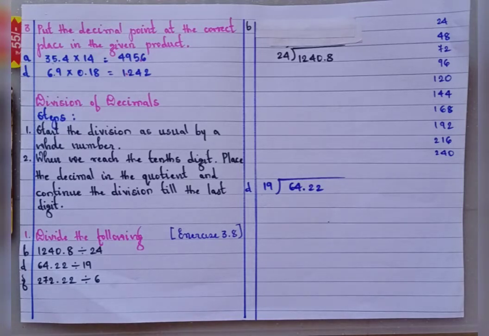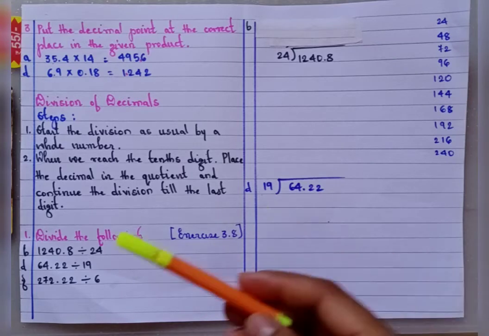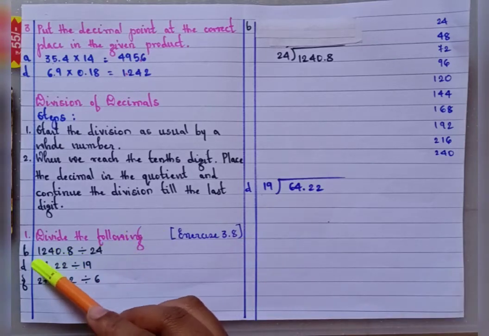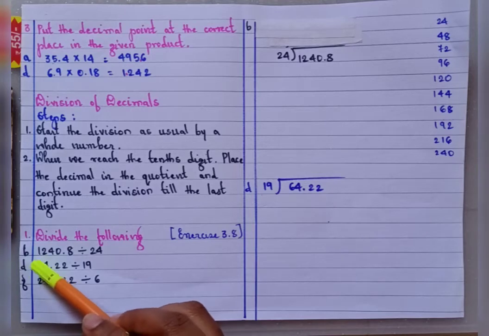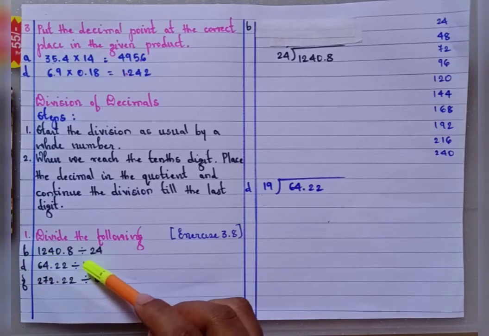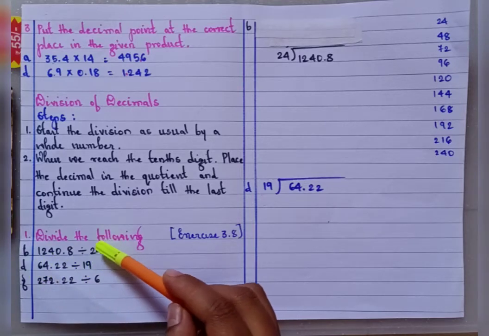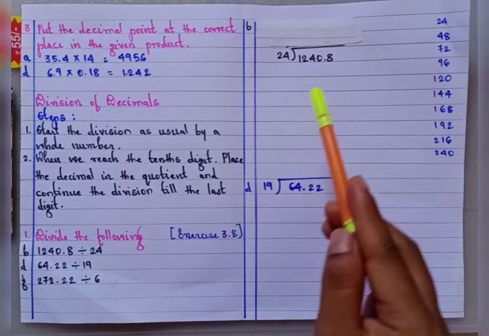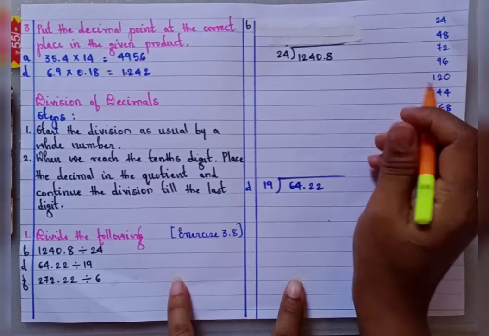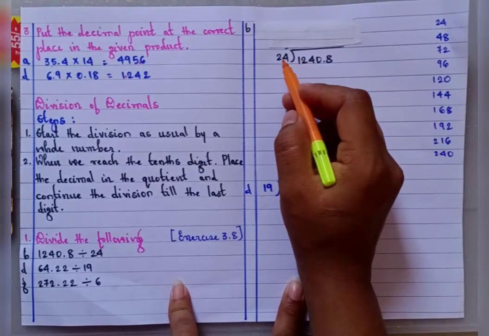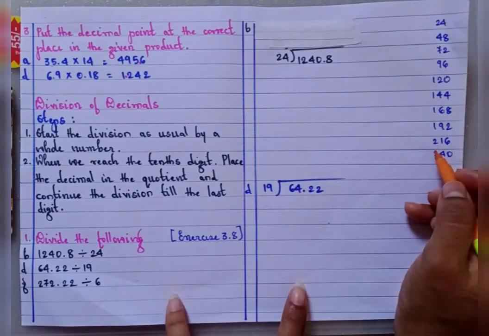Yes, so here we are having 3 problems from exercise 3.8. First question, 1240.8 divided by 24. As the divisor is a whole number, we are going to divide them directly. So here we are having problem B, and we are going to divide by 24. So the table of 24 is here.